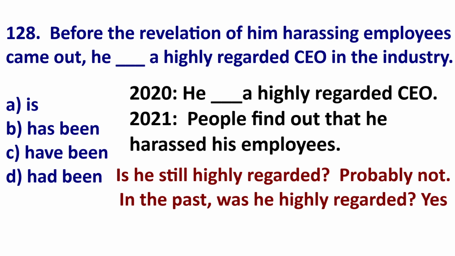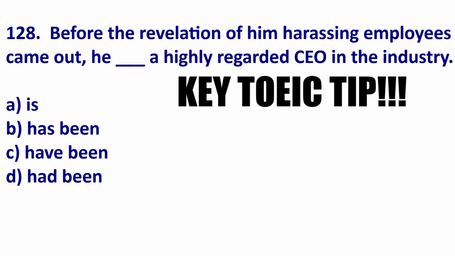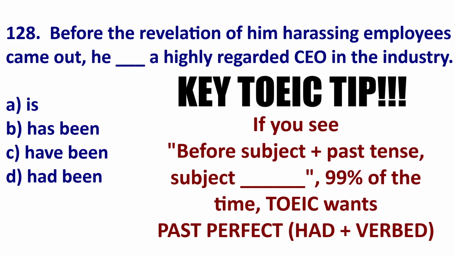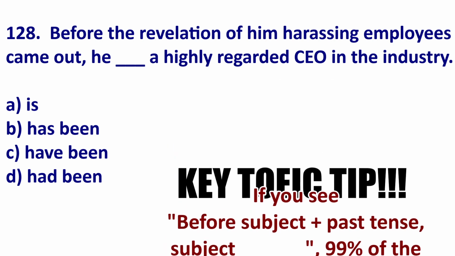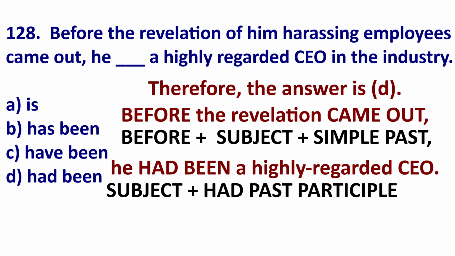So in spoken English, was would be fine. But this is TOEIC, and they want perfect grammar. In TOEIC, if you see before plus subject plus past tense, you will need had plus verb in the main clause 99% of the time. This is called past perfect. It talks about two events in the past in order. For example, before I wrote this lesson, past, I had done some research about TOEIC. This is like double past. That is past perfect. So the answer here is D.